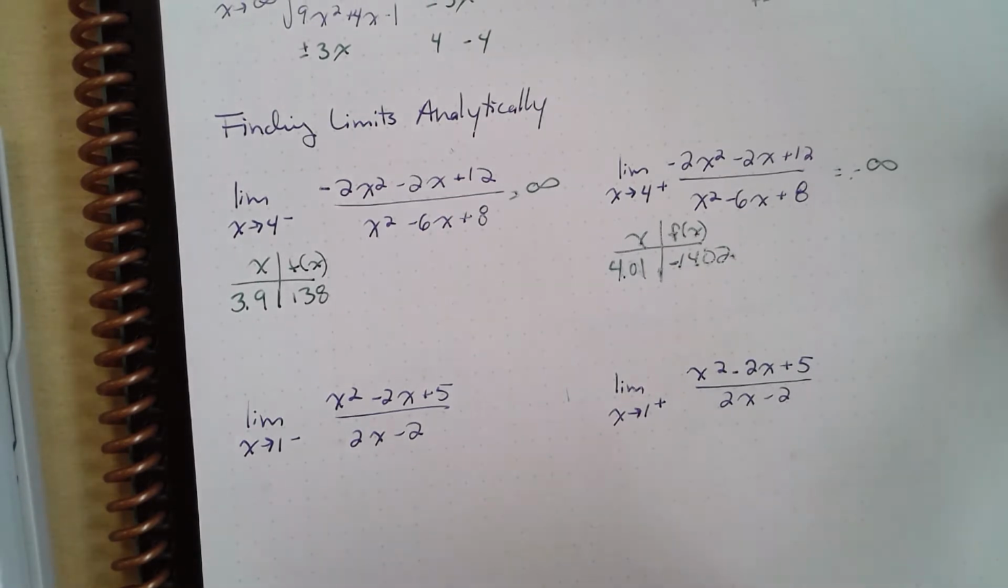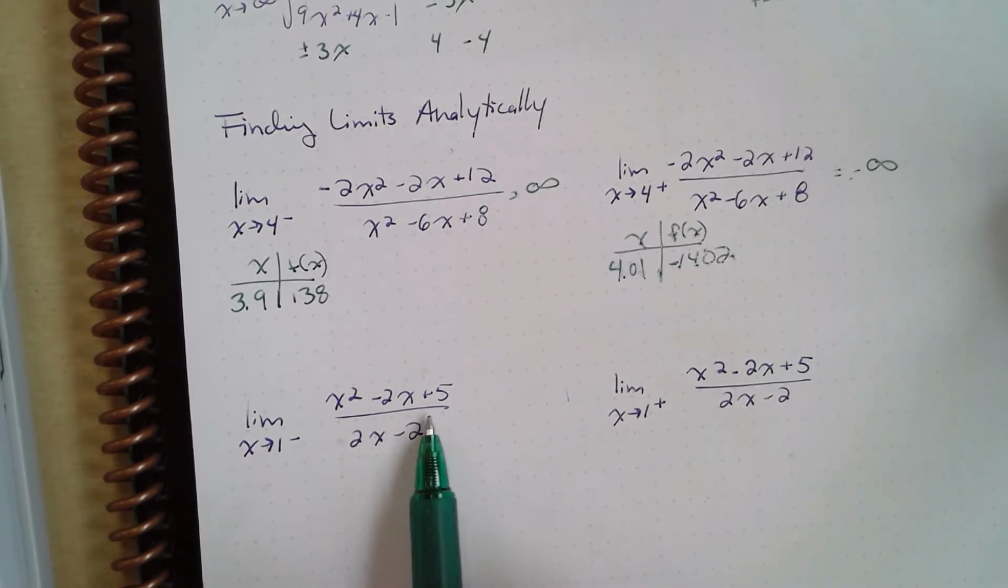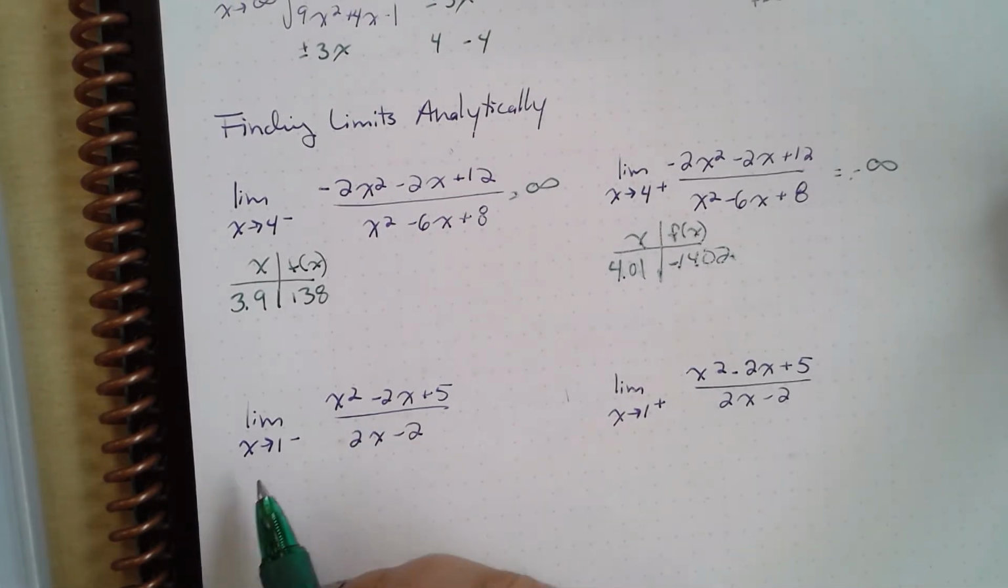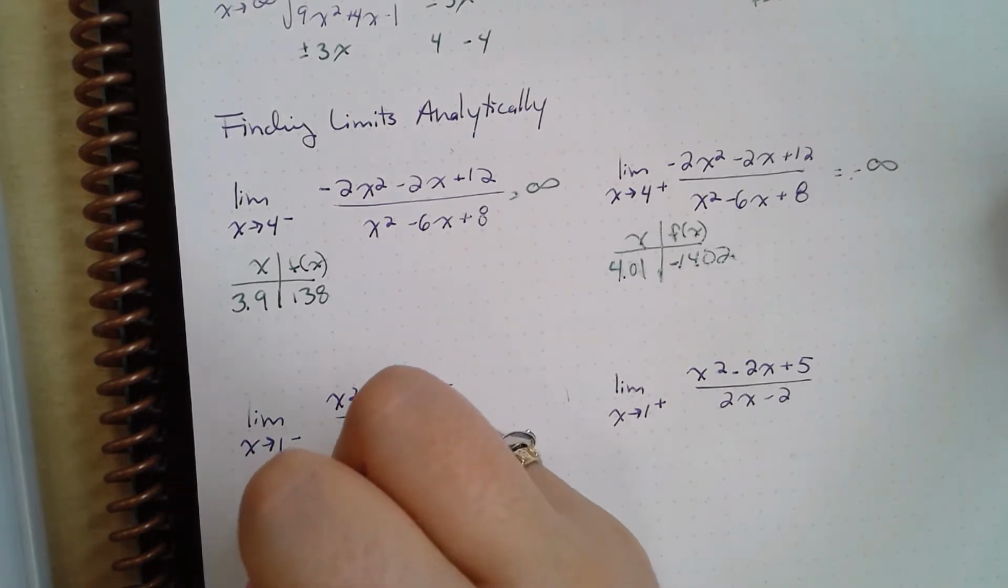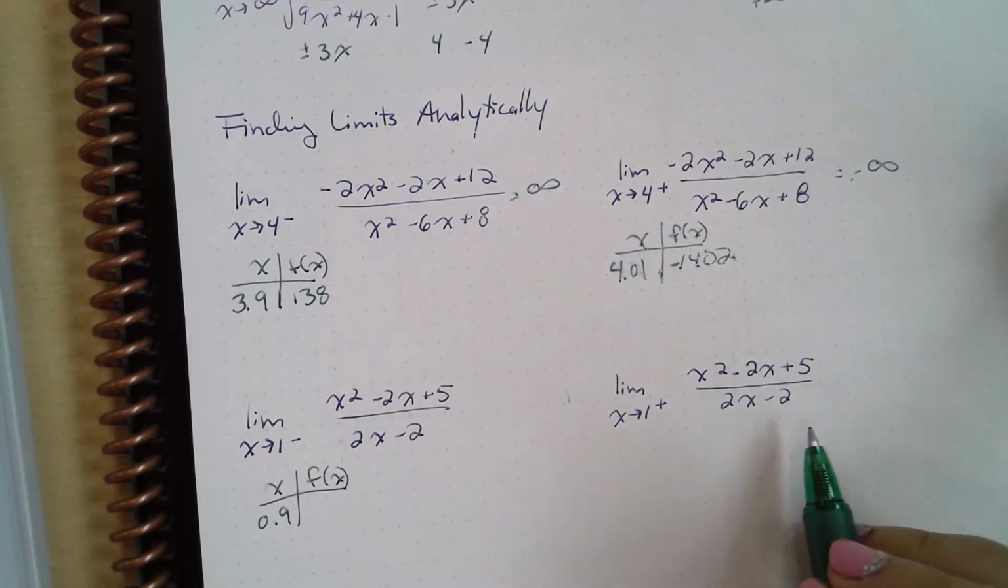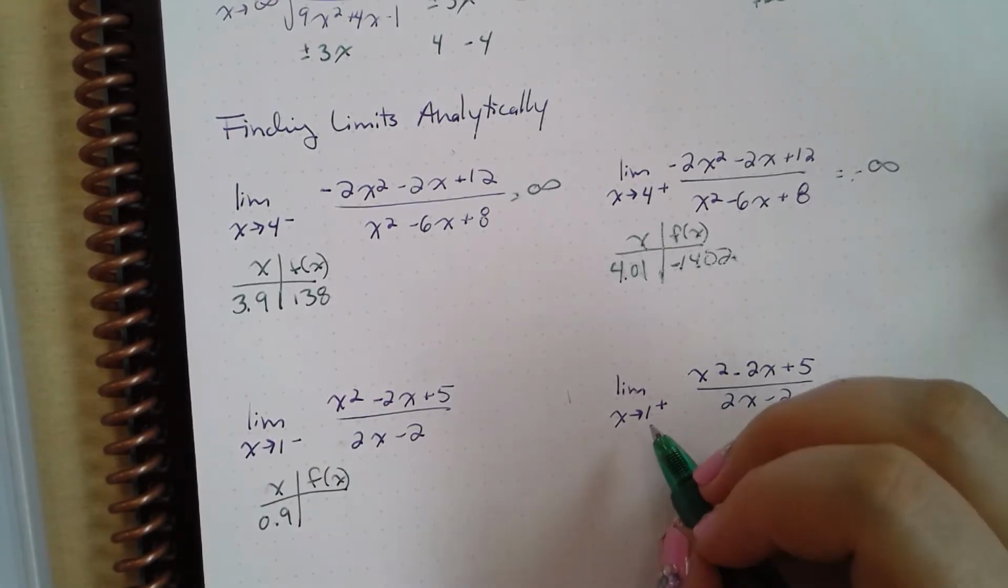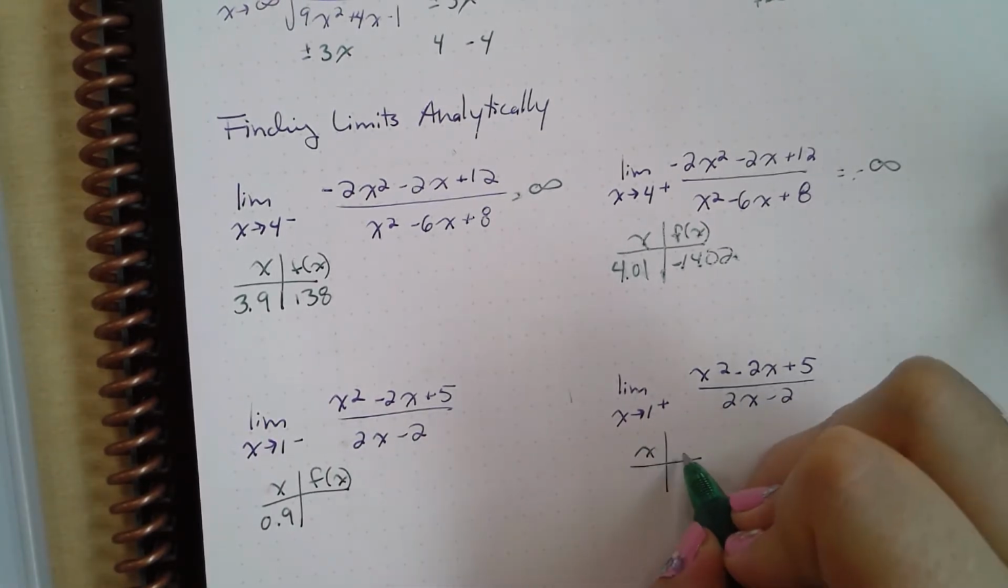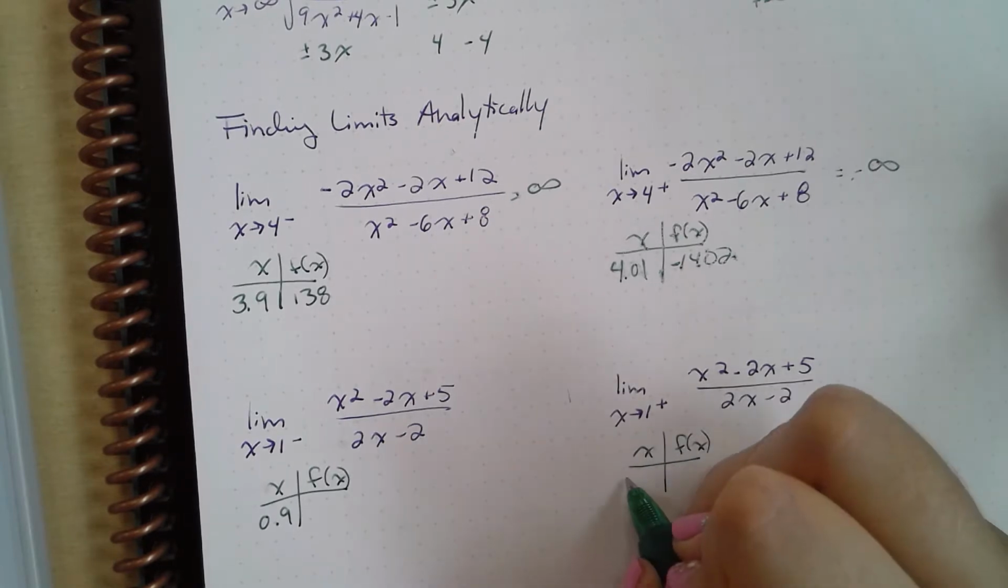Let's try another one. Here, if we have x squared minus 2x plus 5 over 2x minus 2 at 1 from the left, I can try out 0.9. And same equation here, I want to go to 1 from the right. I can try at 1.1, right?